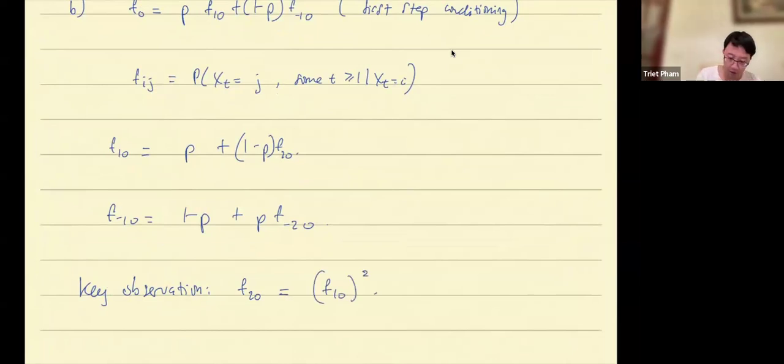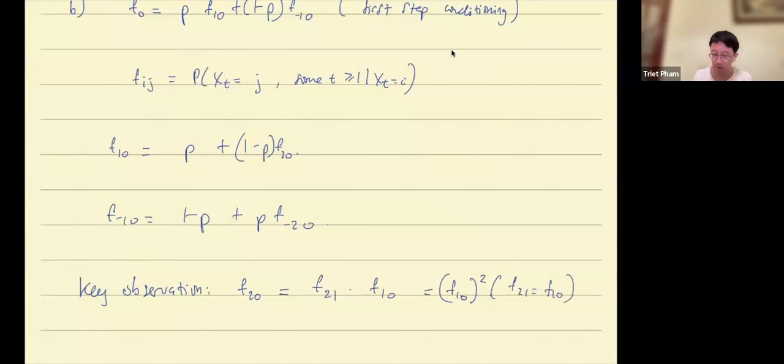Sorry, let me say this, that's a bit of a jump. It's f(2, 1) times f(1, 0), and this is going to be f(1, 0) squared. Of course, implying that f(2, 1) is equal to f(1, 0). Okay, that's a key observation.